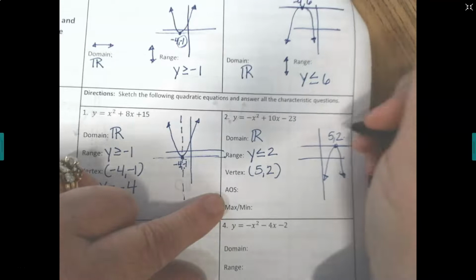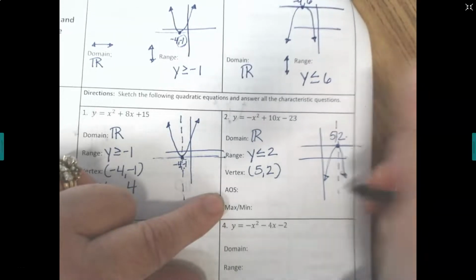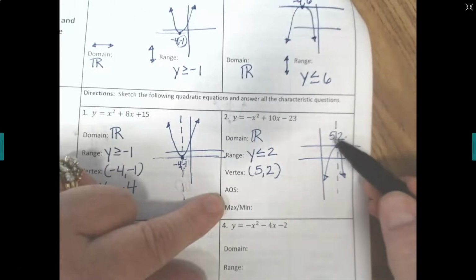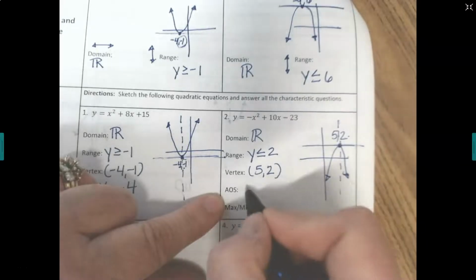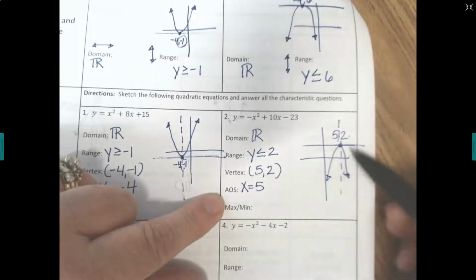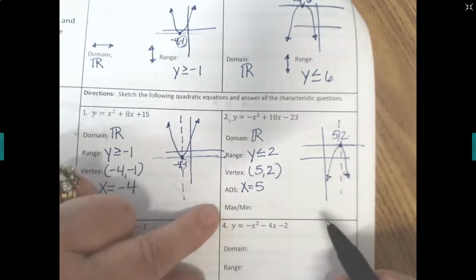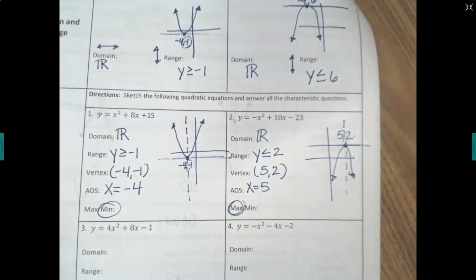Our axis of symmetry, remember, is this vertical line that goes right through the vertex, and a vertical line is named x equals the number where it goes through on the x-axis, which is 5. So x equals 5. This graph opens down, meaning the vertex is on top, making it a maximum.